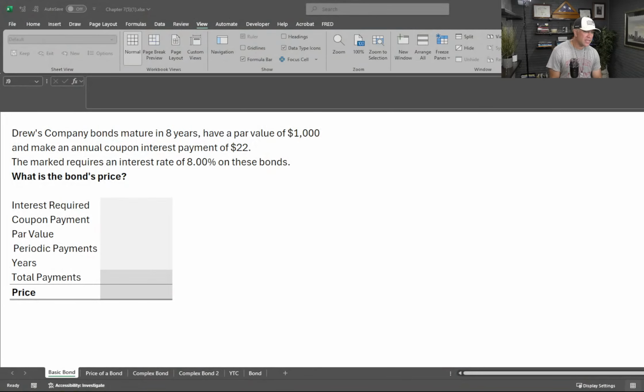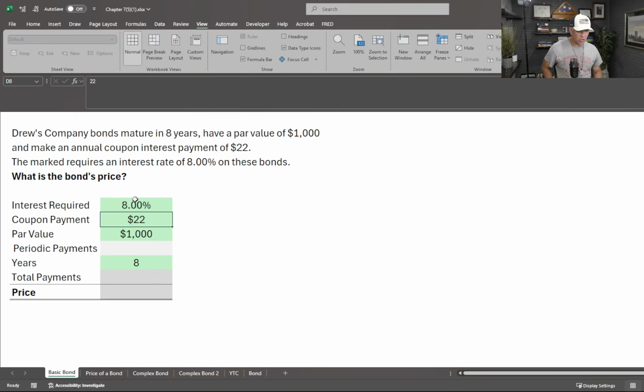So you can download the Sim chapter 7 Excel sheet. This is a basic bond here. It says Drew's company bonds mature in 8 years. So you kind of want to plug those values in as you go. It has a par value of 1,000. That's pretty typical, and a lot of these questions will just be 1,000 par value. And then instead of calculating the coupon payment, it gives you the coupon payment of 22. And then the interest required by investors is 8%.